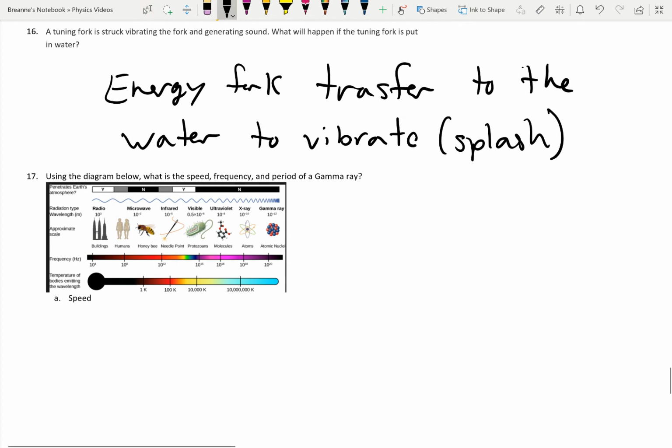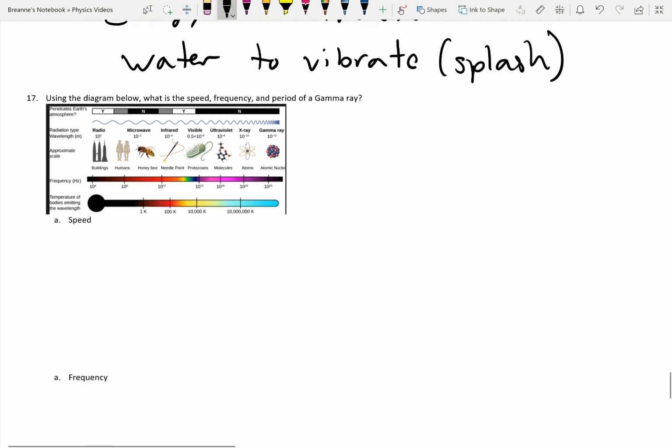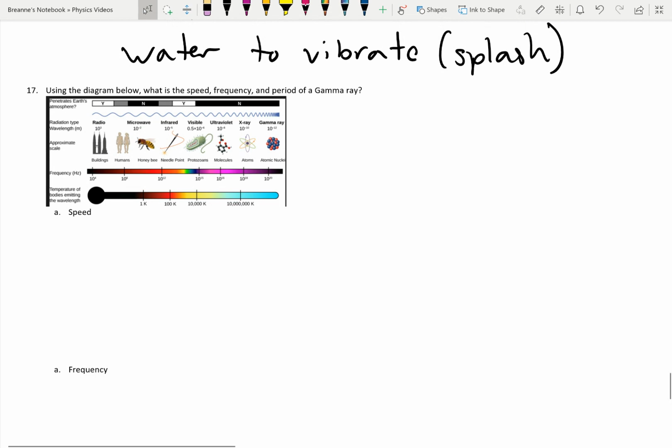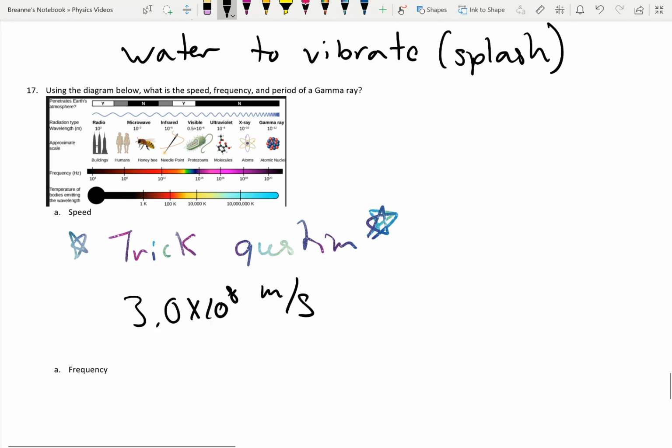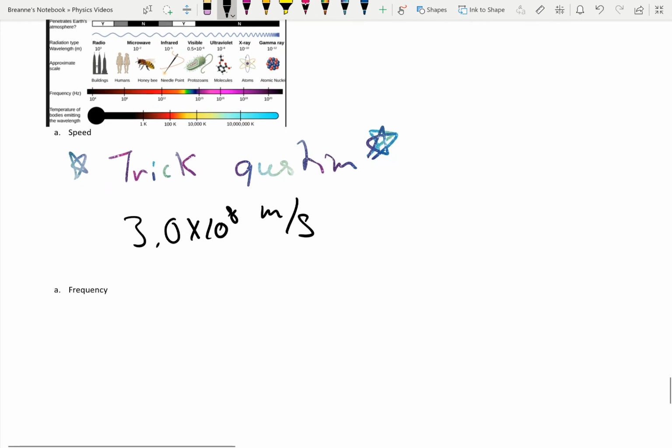17, last question. We're going to use the diagram below. What is the speed, frequency, and period of our gamma ray? So speed, again, this is a trick question. It should be 3 times 10 to the 8th meters per second, because that is the speed of light, and that is a constant. Please remember that. Maybe if I sing it, you'll remember. 3 times 10 to the 8th meters per second.